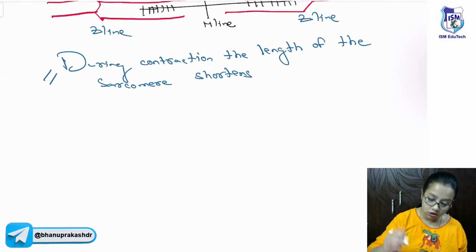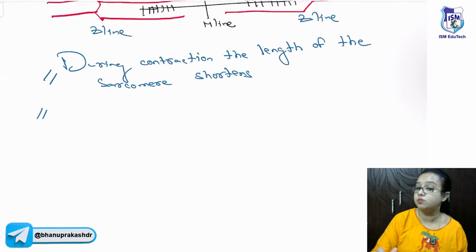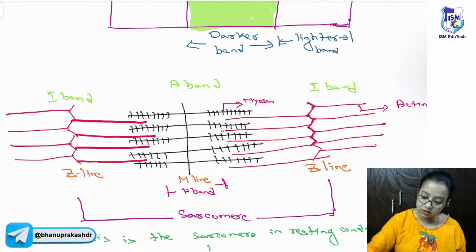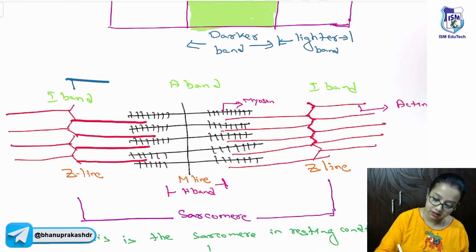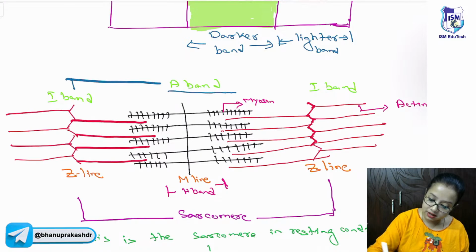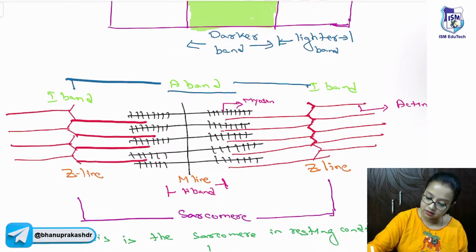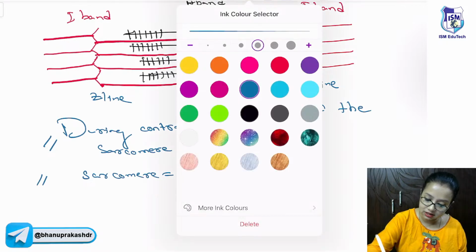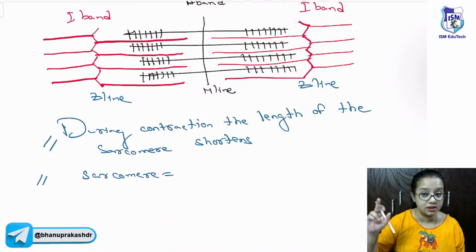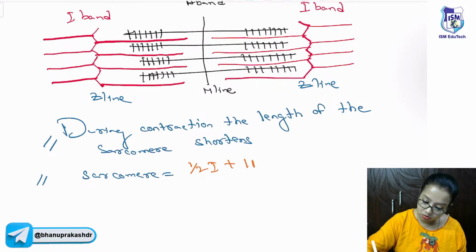Another point that needs to be consciously remembered: during the relaxation stage, we saw this sarcomere comprises, see here, half of the I band, all of the A band, and again half of the I band, right? This is one constitution of the sarcomere. Ultimately it has one I band and one A band, but the orientation is half I band plus one A band plus half I band.